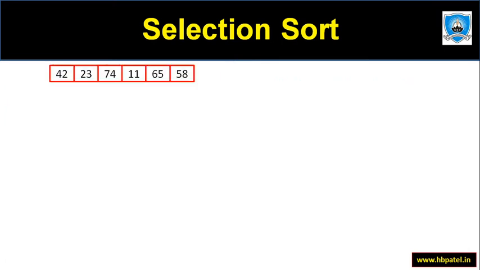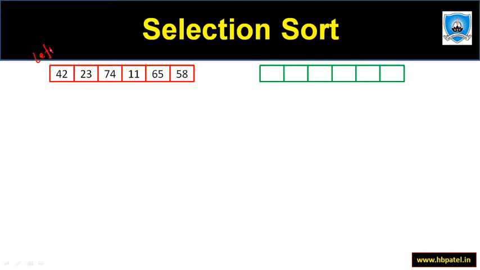For example, numbers are these 42, 23, 74, 11, 65, 58. I wish to sort them. So how can I do that? Again, I'll be using a temporary array over here. And I'll be picking the smallest number, and let's say this is my left hand. If I compare this with my previous example, I'll be picking the smallest number from left hand and I'll be putting it into the right hand. So let us start doing it.